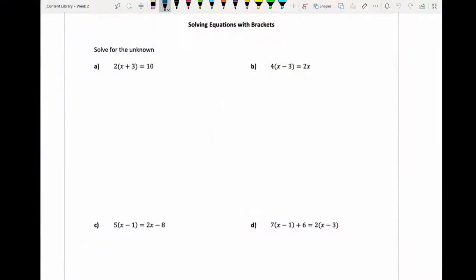So now that we've looked at what to do when we have a number outside or in front of brackets, we're going to incorporate that knowledge with being able to solve equations with brackets. We're going to take that idea of the distributive property to help us get rid of the brackets, and then use our understanding of either multi-step equations or one and two-step equations to help us solve.